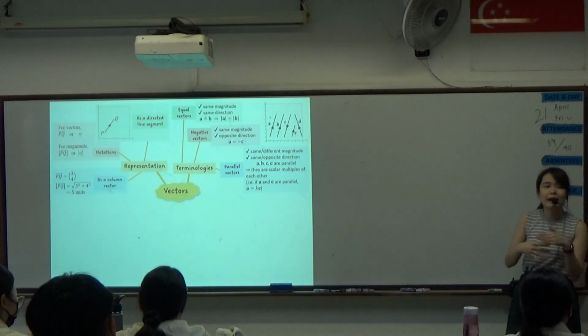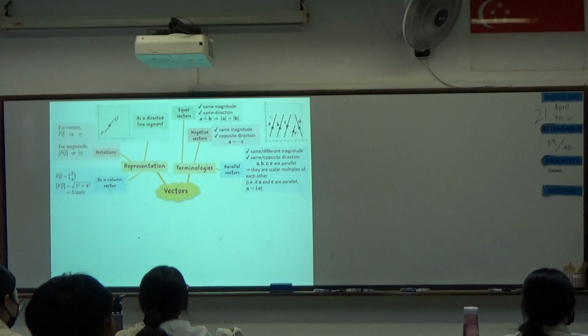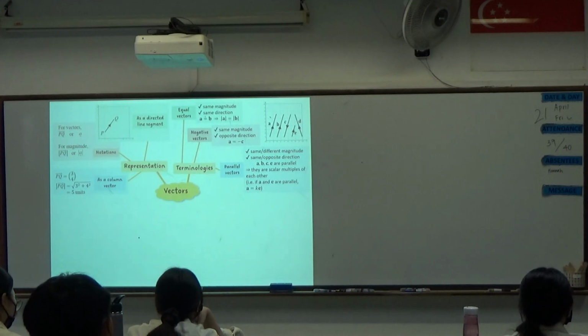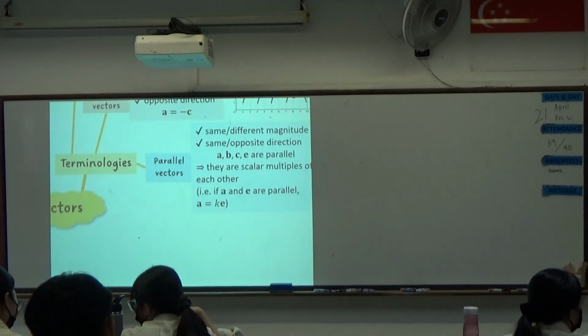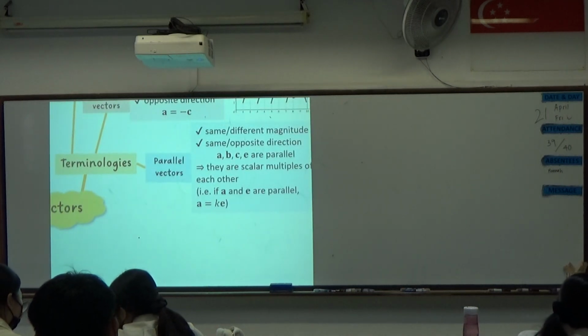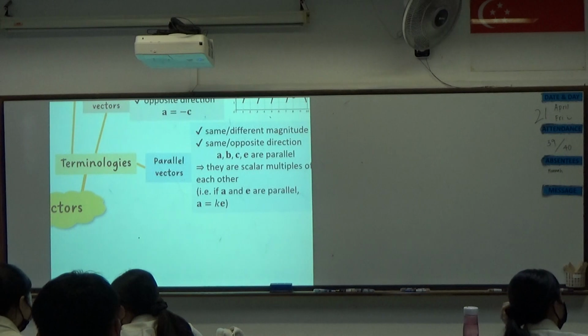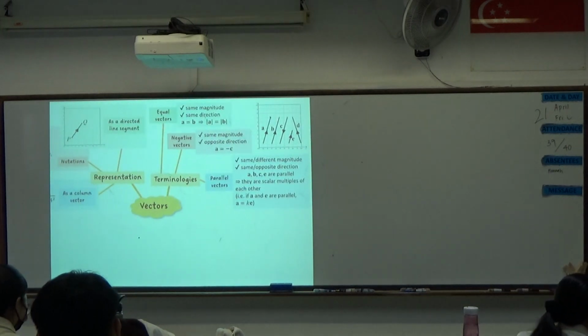When it comes to parallel vectors, they are scalar multiples of each other, whereby we get A equals to KE in this case. I'll do more examples about parallel vectors in a moment.